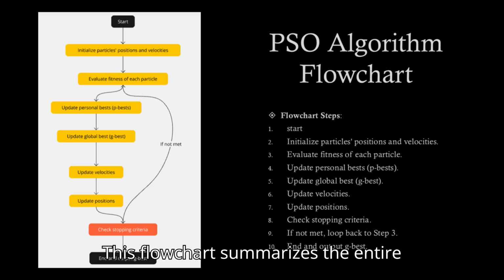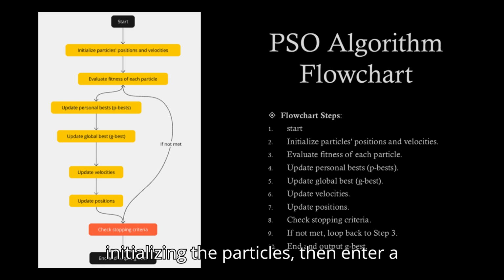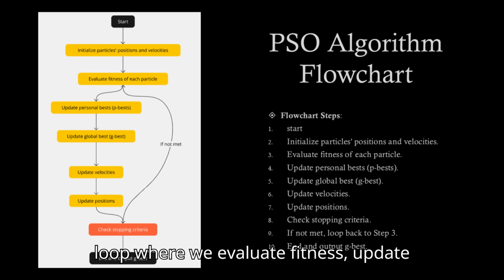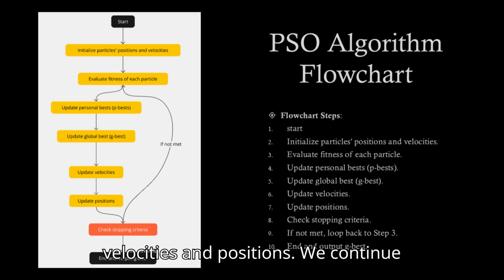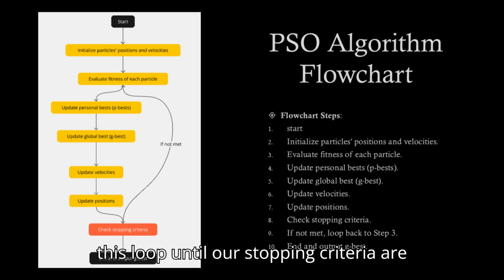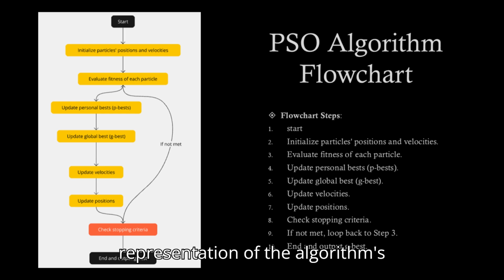This flowchart summarizes the entire PSO algorithm. We begin by initializing the particles, then enter a loop where we evaluate fitness, update personal and global bests, and adjust velocities and positions. We continue this loop until our stopping criteria are met. The flowchart provides a visual representation of the algorithm's iterative nature.